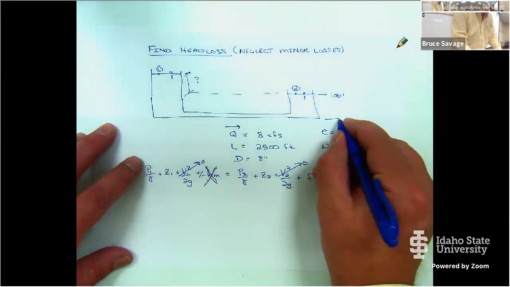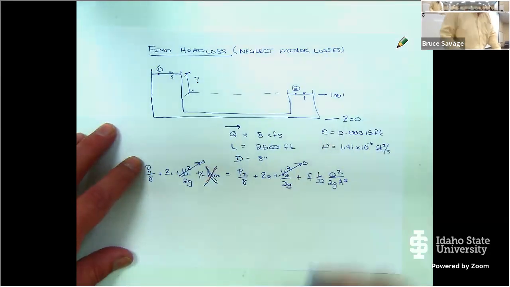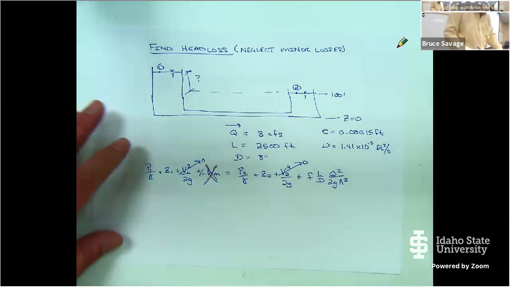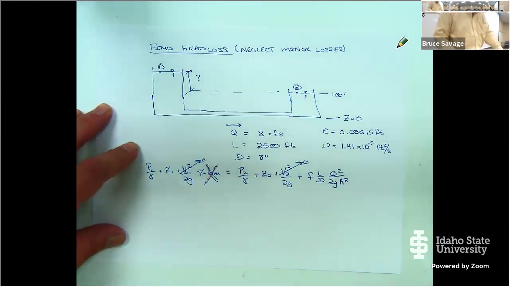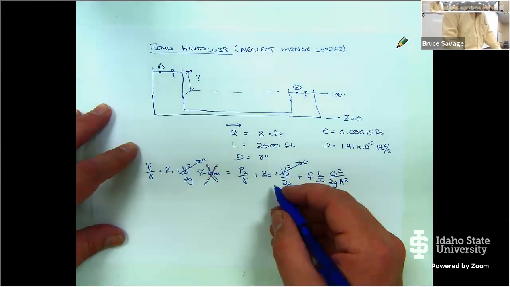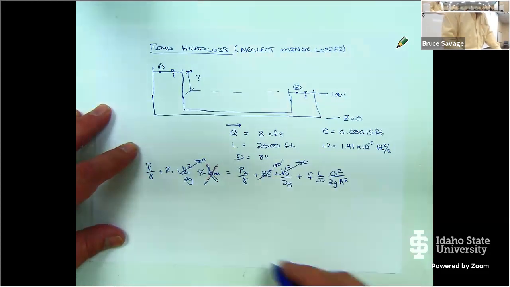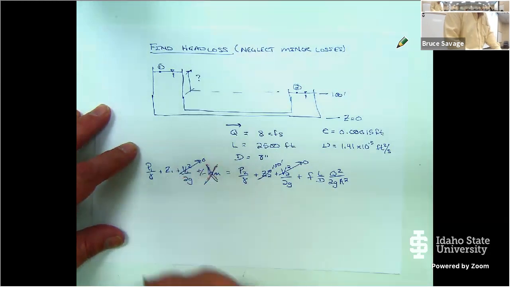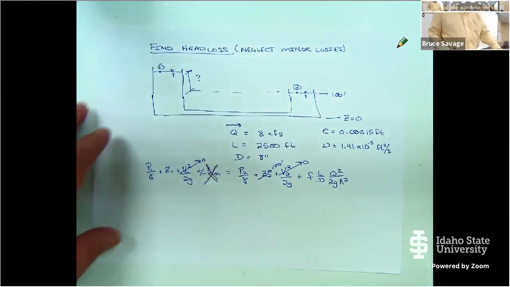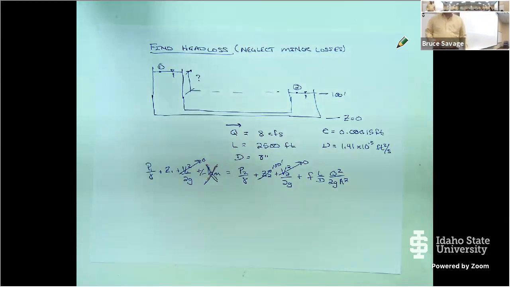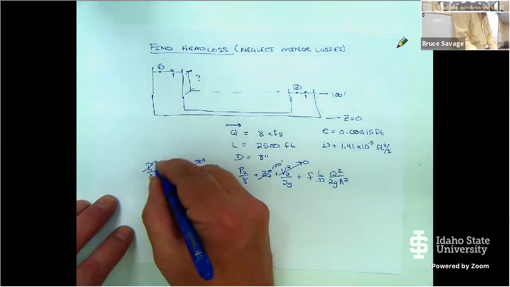And once again, if we call our datum down here, Z equal to 0, that's where we measured our elevation off of, then we can say that the elevation of 2 is 100, and the elevation of 1 we don't know. What about the pressures in each of these? 0. Absolutely. 0 on each one of these as well.